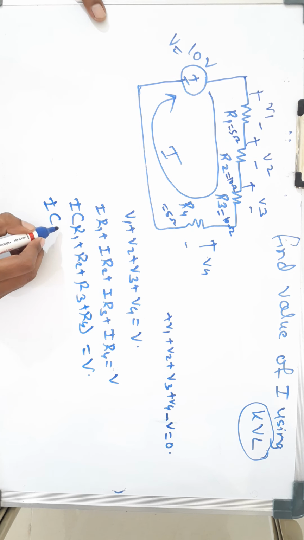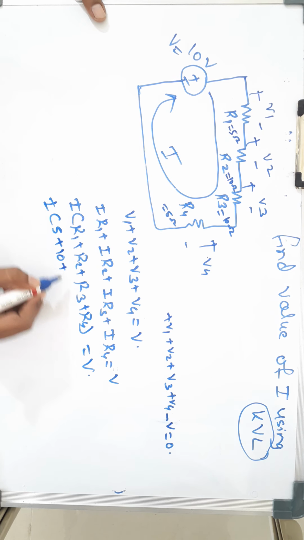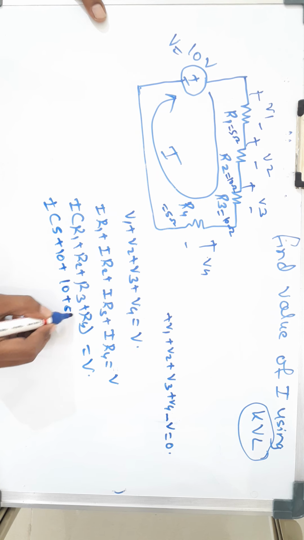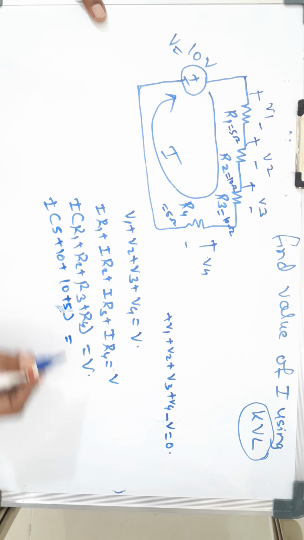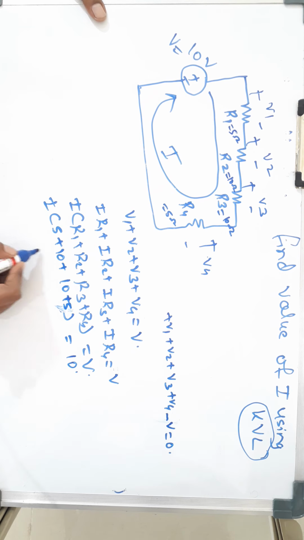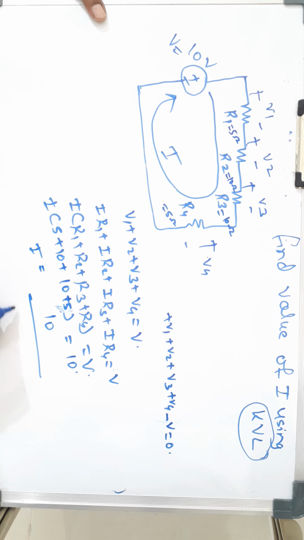So I into 5 plus 10 plus 10 plus 5 equal to 10 volts. So I equal to 10 divided by 5 plus 10 plus 10 plus 5, that is 10 divided by 30. So I equal to 10 by 30 amperes. This is the final answer.